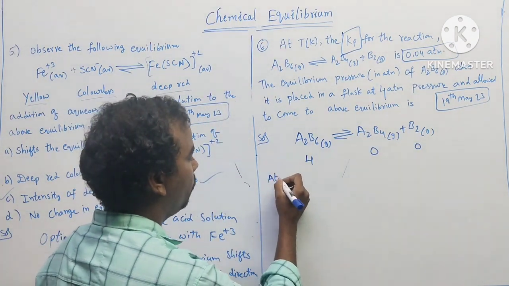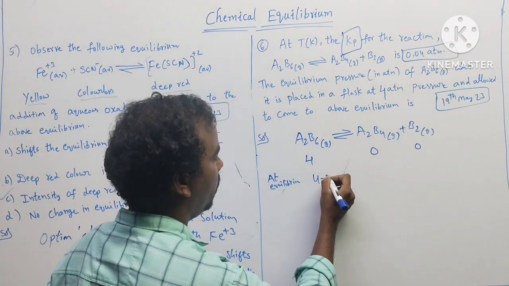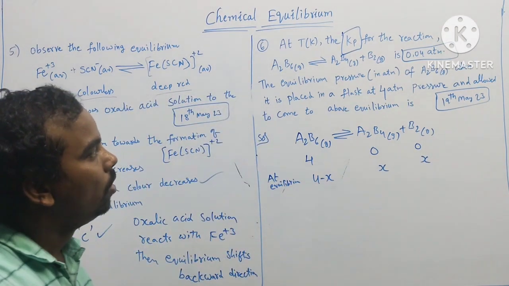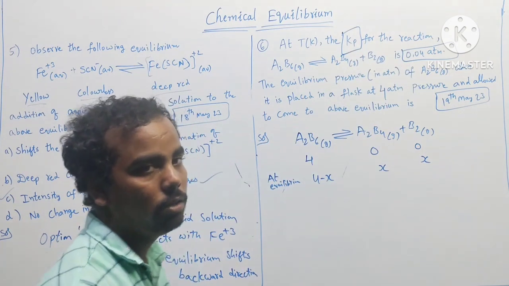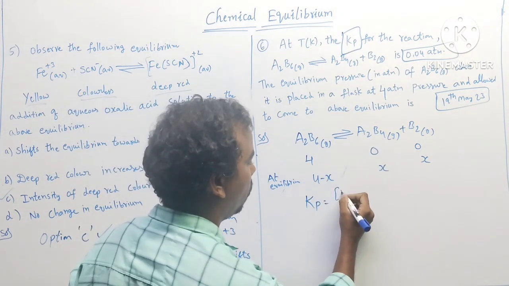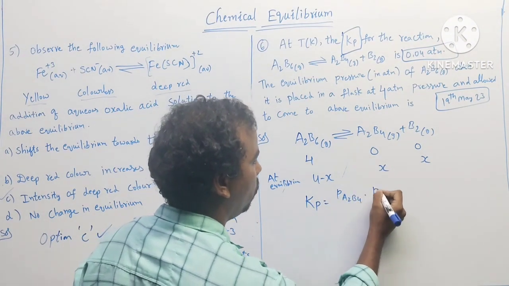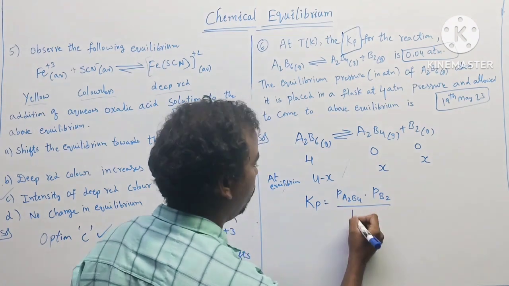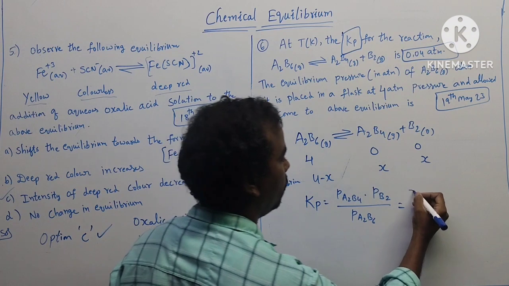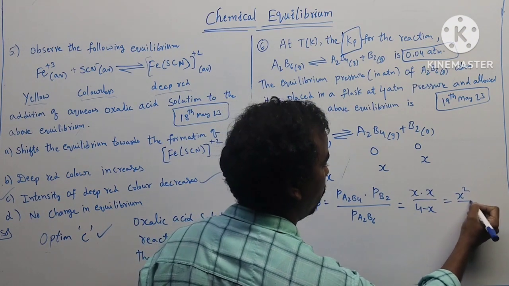At equilibrium it is 4 minus x, x, x. So Kp is 0.04. What is the Kp formula? Kp is equal to pressure of A₂B₄ times pressure of B₂ divided by pressure of A₂B₆. The pressure of A₂B₄ and B₂ are both x, so it is x times x by 4 minus x, that is x² by 4 minus x.